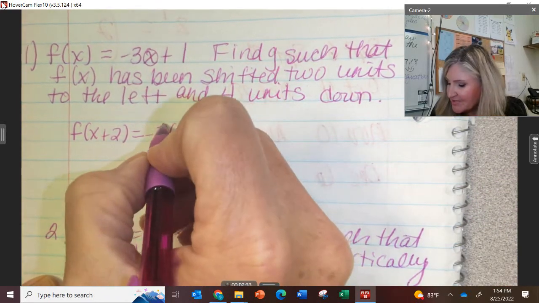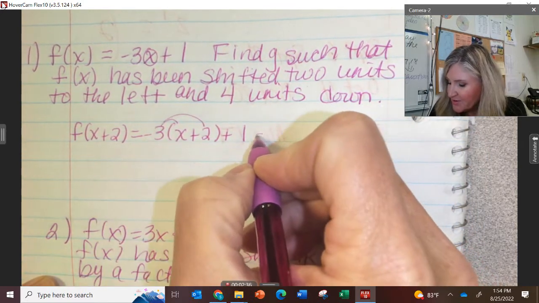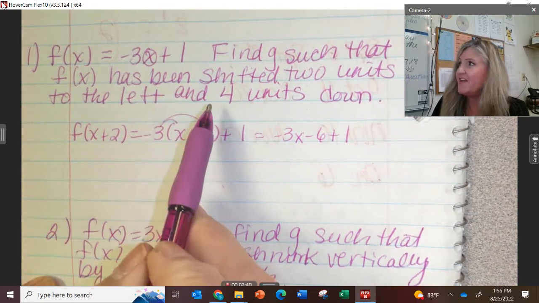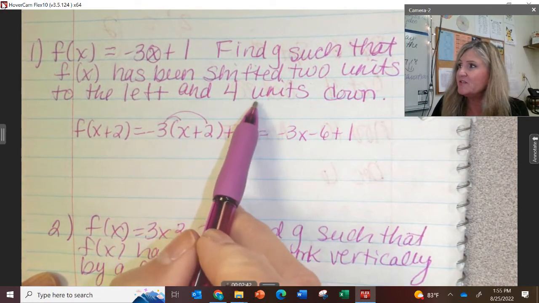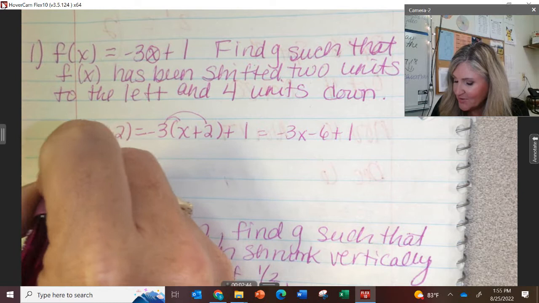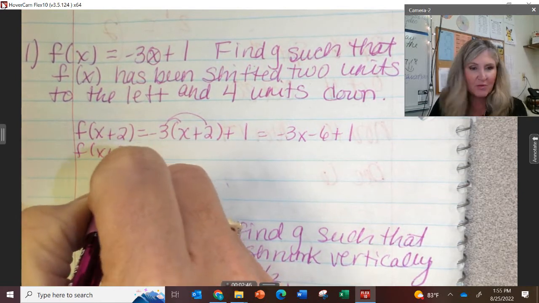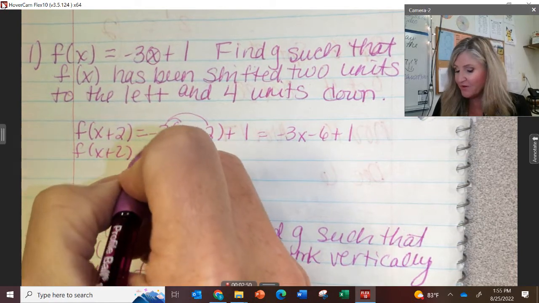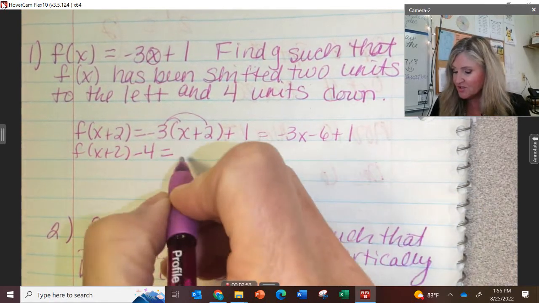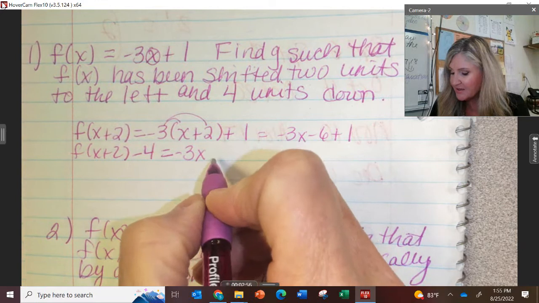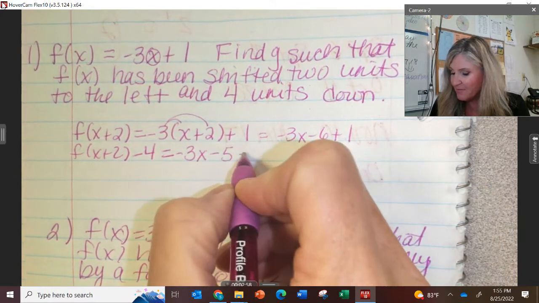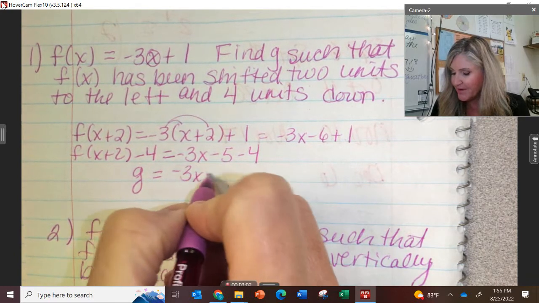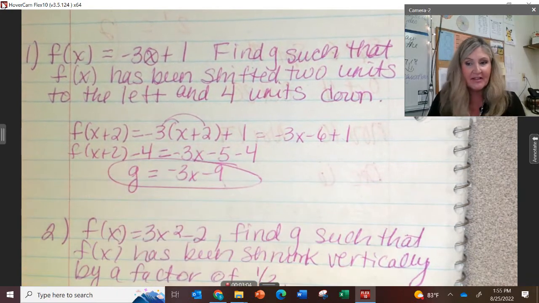All right, now we want to simplify this. So another name for this is negative 3x minus 6 plus 1. But we're not finished, because we also want to take this 4 units down. So now we have to take that function we had, and what do I have to do with it? Subtract 4 from the entire function. So I'm going to have negative 3x minus 5 minus 4, and so our new function for g is negative 3x minus 9.